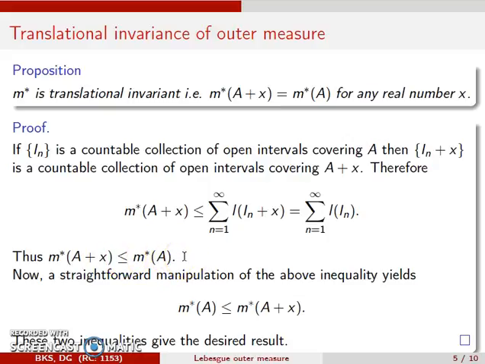Now, if I replace A by A plus x and then x by minus x, we have m star of A is less than or equal to m star of A plus x. So, from these two inequalities, we have the required result.